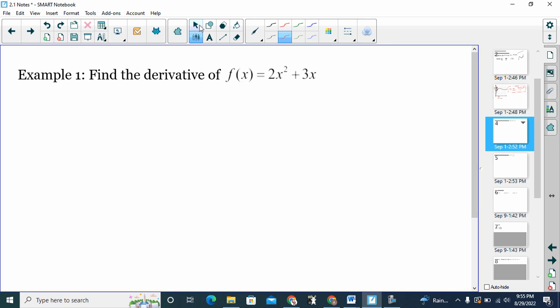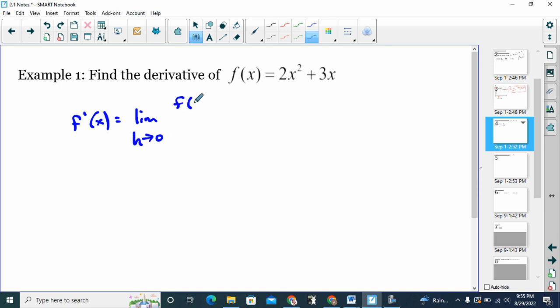So example 1 asks us to find the derivative of f of x equals 2x squared plus 3x. F of x equals 2x squared plus 3x. So to find the derivative of a function, we want to evaluate the limit as delta x, or if you prefer to use h, goes to 0 of f of x plus h minus f of x all over h. You can use h or delta x, either one's fine.